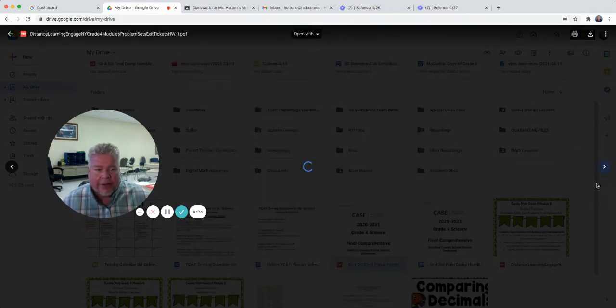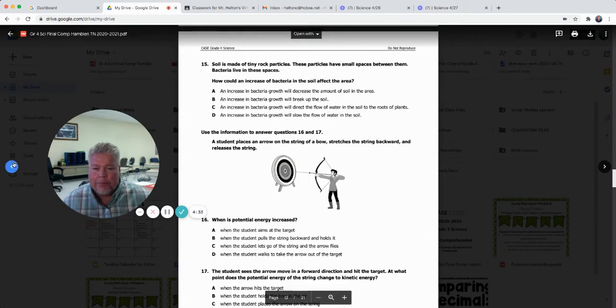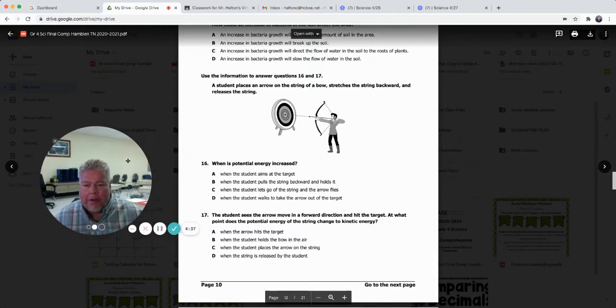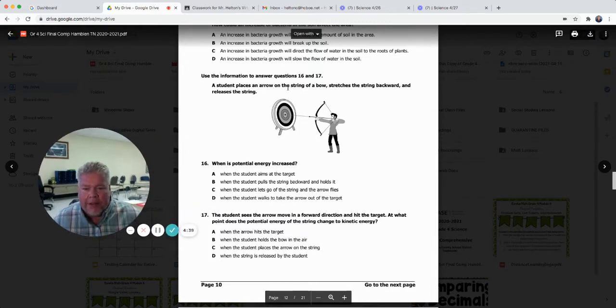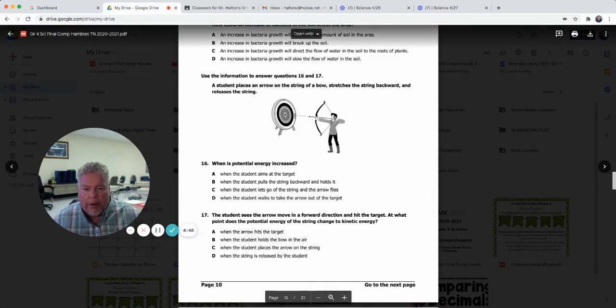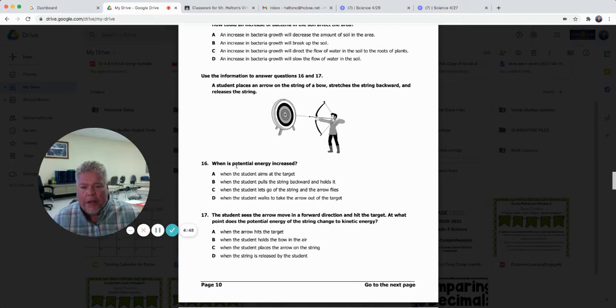So let's scroll down a little bit. Oh, no, what did I do? There we go. 16 and 17. All right, so a student places an arrow on a string of a bow, stretches it backwards, and releases the string. So he's shooting a bow and arrow at the target. When is potential energy increased?